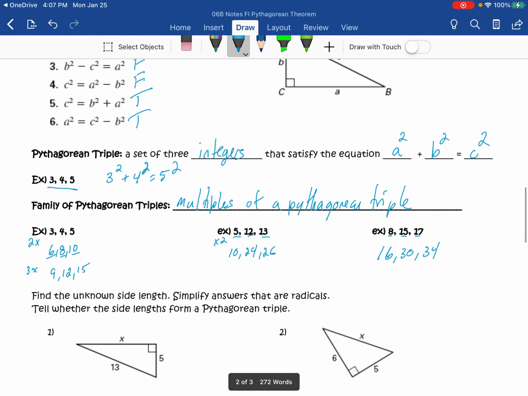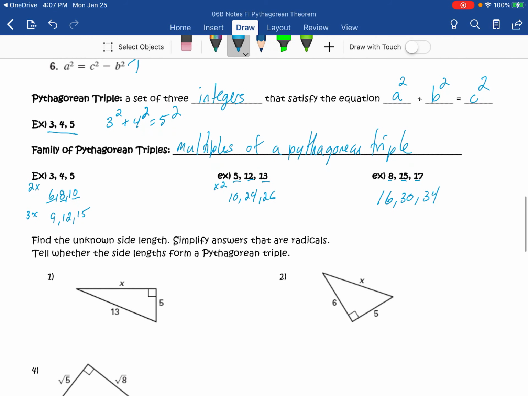Okay. So find the unknown side lengths, simplify the answers as radicals, and tell whether the side lengths form a Pythagorean triple. So this one right here, 5, x actually has to be 12. Why? Because this is a Pythagorean triple. Anytime I have two parts of the triple where the largest number is the hypotenuse, that's always going to be a triple. In this case, I had a 5 and a 13. 13 was the hypotenuse of my Pythagorean triple, so x had to be 12.